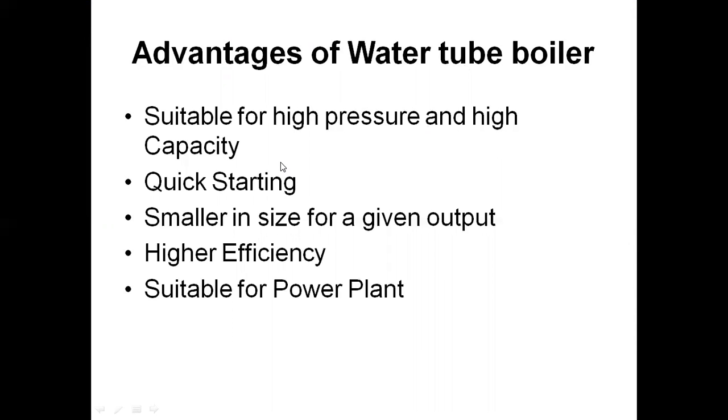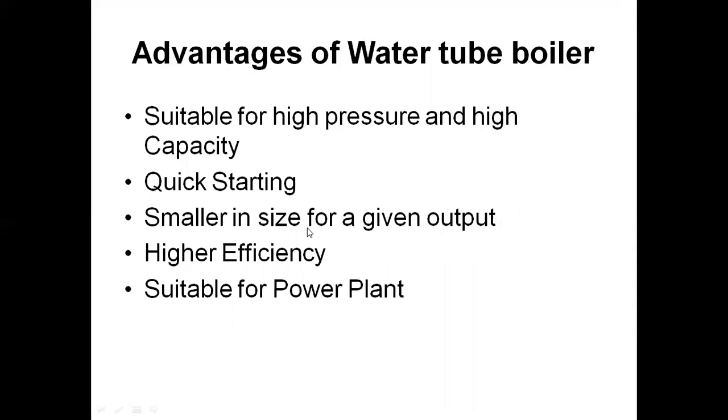The steam generation capacity is also more for the water tube boiler. It is up to around 1,35,000 kg per hour. It has a quick starting and is smaller in size for a given output. Here the size of the drum is less for the given output.